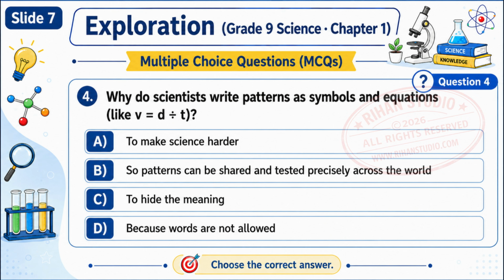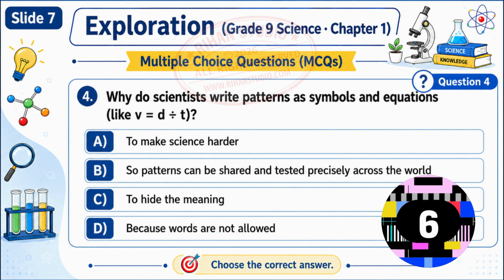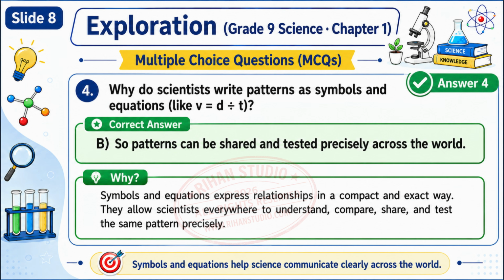4. Why do scientists write patterns as symbols and equations, like V equals D divided by T? A. To make science harder. B. So patterns can be shared and tested precisely across the world. C. To hide the meaning. D. Because words are not allowed. Answer. B. So patterns can be shared and tested precisely across the world.